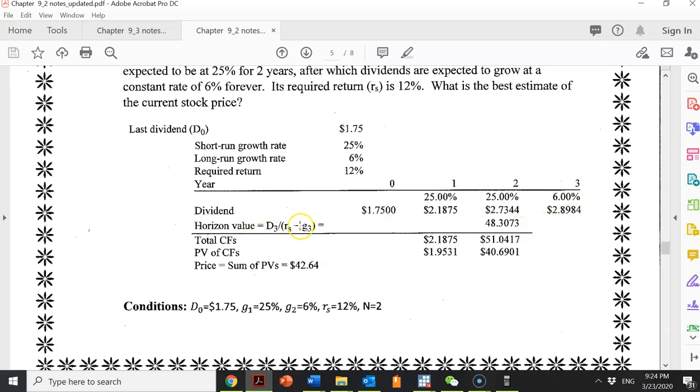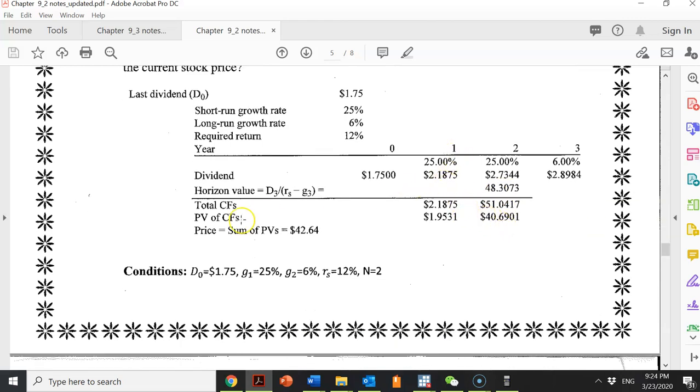P2 is D3 over RS minus G3, or G2 here. G3 means the growth rate in the third year, which is the same as our G2, the growth rate in the second stage. It's 48.373. If we want to discount manually, for time 1 the total cash flow is D1, 2.1875. For time 2, the total cash flow is 2.7344 plus 48.373, so it's 51.0417. It's D2 plus P2.